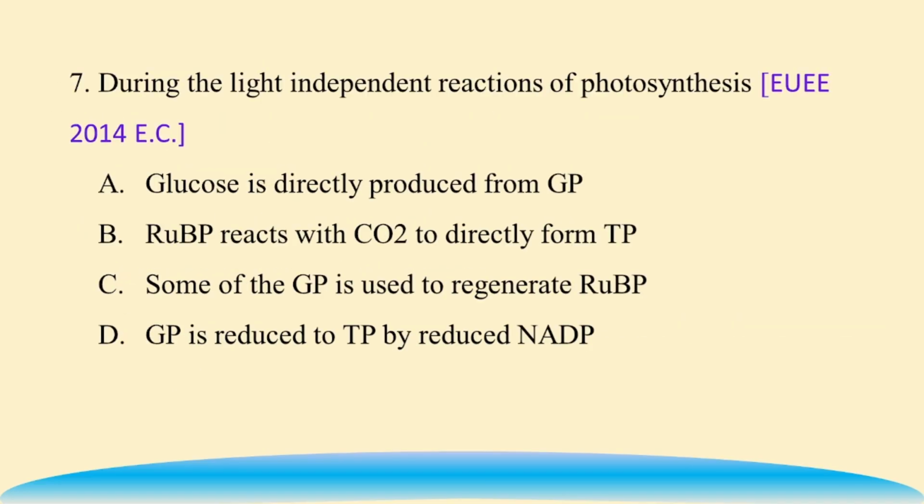Question number 7. During the light-independent reactions of photosynthesis, A. Glucose is directly produced from GP. B. RuBP reacts with carbon dioxide to directly form TP. C. Some of the GP is used to regenerate RuBP. D. GP is reduced to TP by reduced NADP.